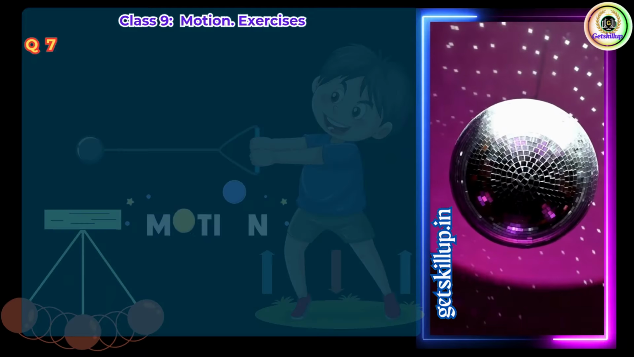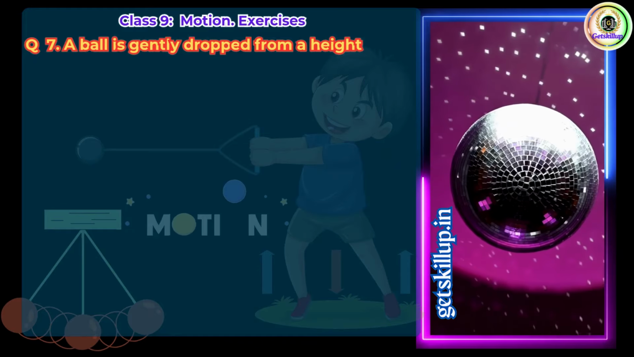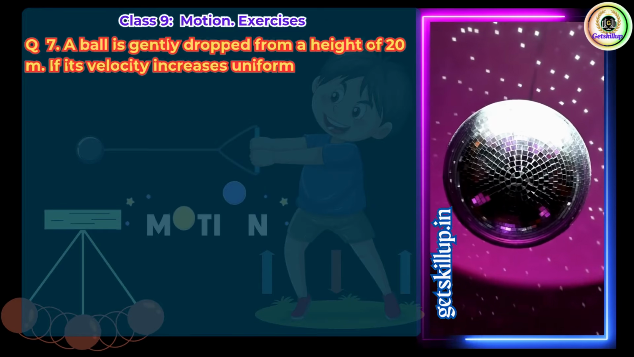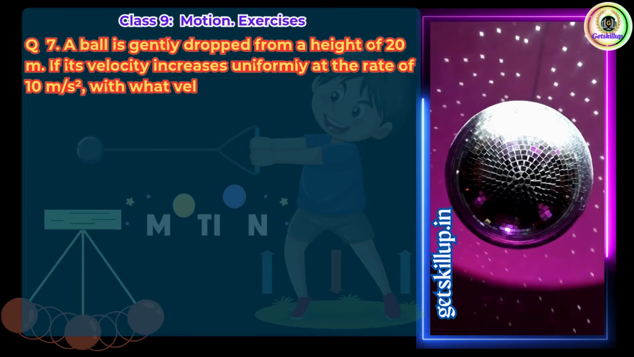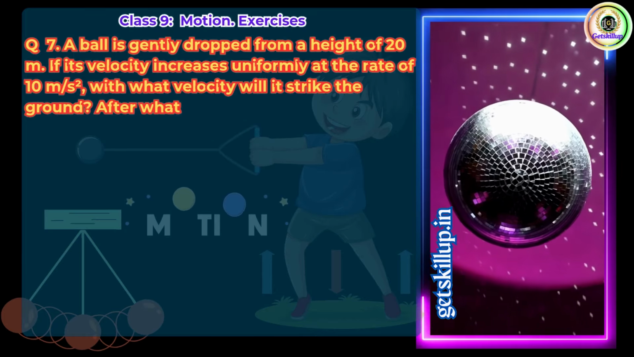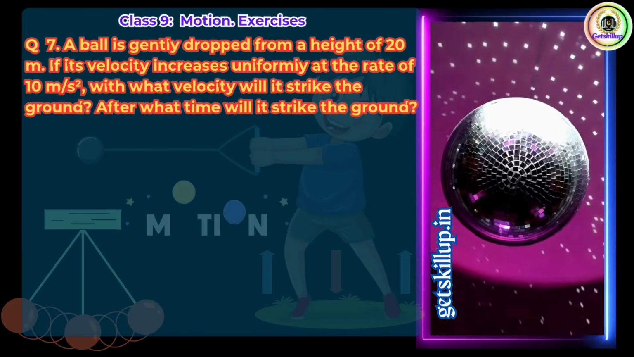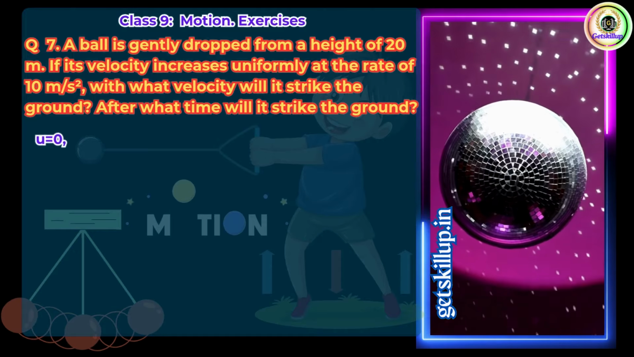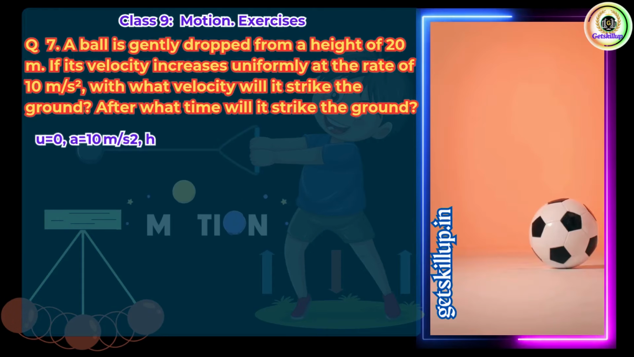Question 7. A ball is gently dropped from a height of 20 meter. If its velocity increases uniformly at the rate of 10 meter per second square, with what velocity will it strike the ground? After what time will it strike the ground? Answer. u equals 0, a equals 10 meter per second square, h equals 20 meter.